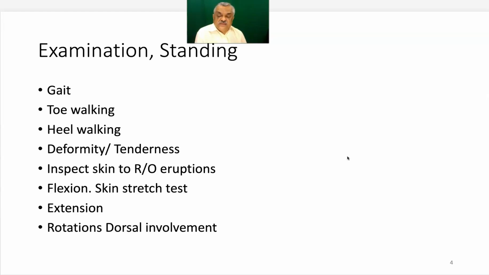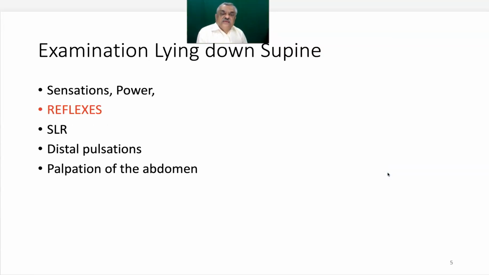Now, we need to also see the rotations, especially in the dorsal involvement, and find out if the patient is able to rotate properly or not. Then we see the patient in lying down position, where the patient is lying supine. We check the sensations right from the umbilicus down, and we also check the power, commonly standing at the foot end of the bed and checking the extension of the big toe, the extension of the foot, and the plantar flexion of the foot in general, where we will be checking the L5 and S1.